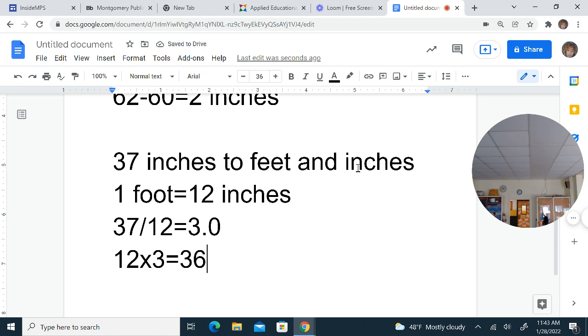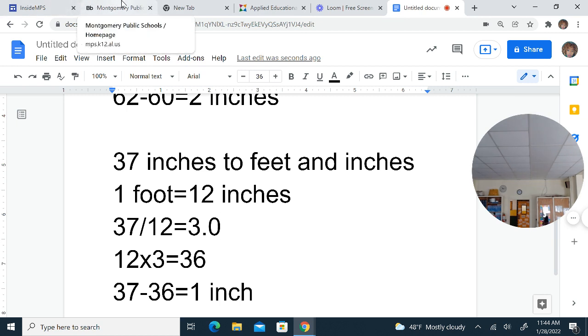Okay. 37 divided by 12. Oh. 37. So you got 3 feet, which I forgot to put feet right there, and 1 inch. Wait, you said you got what? 3 feet 1 inch. Oh, so 3 feet comes from the line. Yeah, I forgot to put feet right there when I was typing.